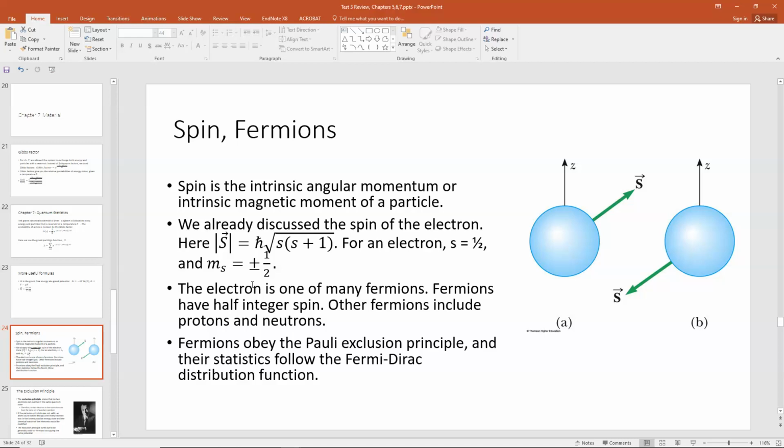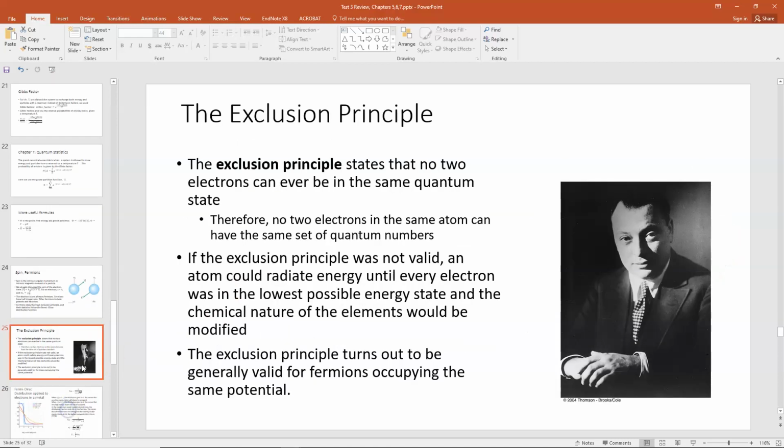Now, the electron just happens to be a fermion, but there are also a lot of other fermions. Protons and neutrons are fermions, for example, but there are others too. Fermions obey the Pauli exclusion principle. The Pauli exclusion principle states that no two electrons can ever be in the same quantum state. So no two electrons in the same atom can have the same set of quantum numbers.